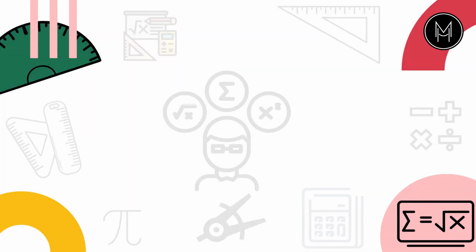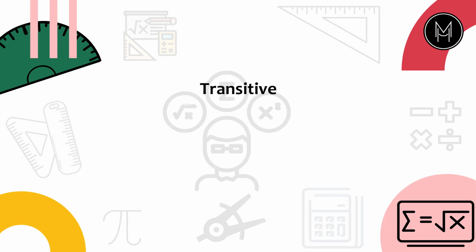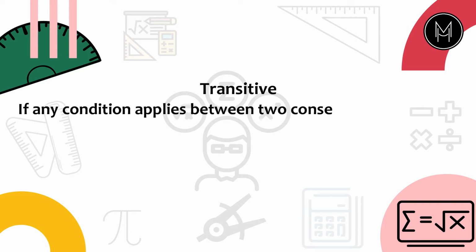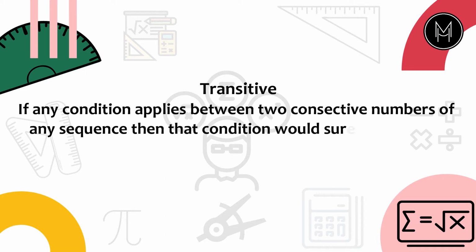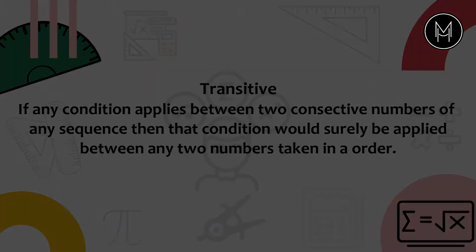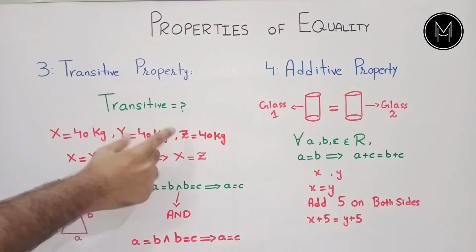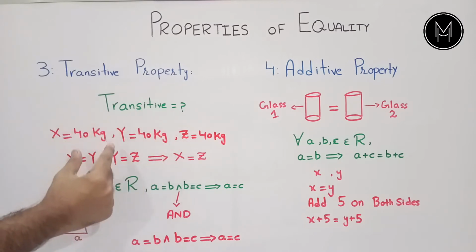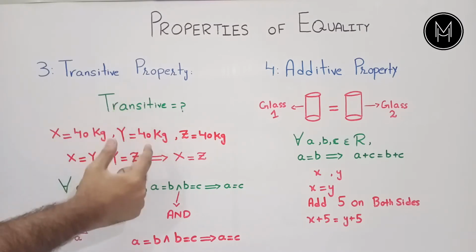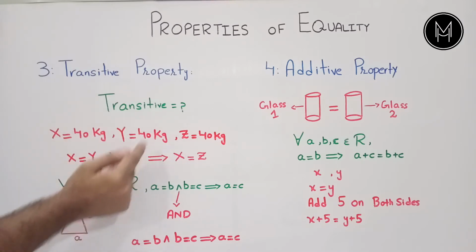Now the third property is the transitive property of equality. What is the meaning of transitive? Transitive means if any condition applies between two consecutive numbers of any sequence, then that condition would surely apply between any two numbers taken in order. For example, let's say we have three kids x, y and z, and each kid has equal weight, that is 40 kg. So we can say x is equal to y and y is equal to z.